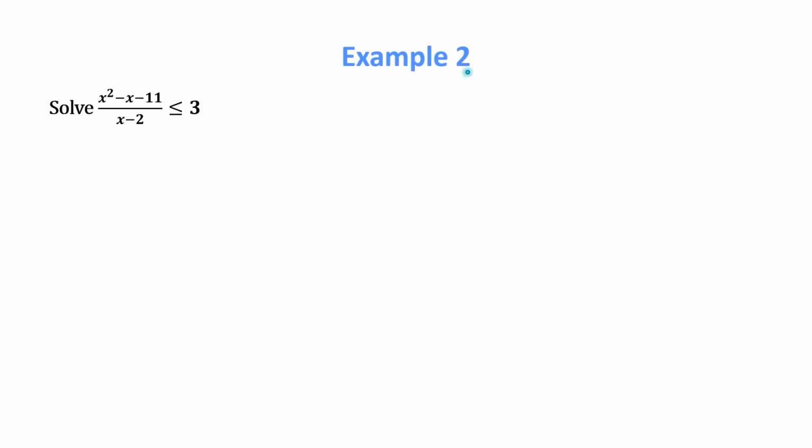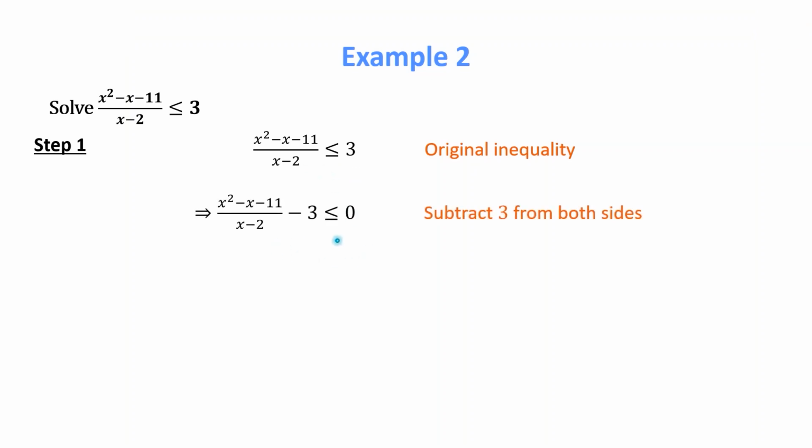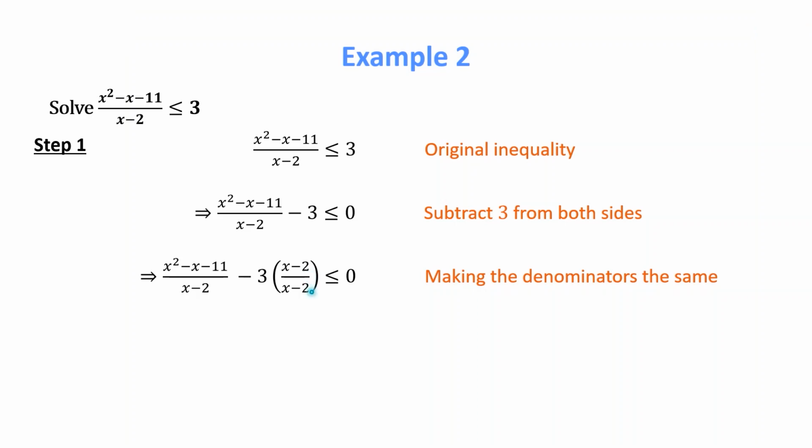So in example 2, we'll be solving this rational inequality. And like before, step 1, we make the right-hand side 0. And we do this by subtracting 3 from both sides to give us this. So the right-hand side is 0, but on the left-hand side, we have two terms. We need this to be a single rational expression, and we do that by having common denominators. So we have x minus 2 over here, and we want 3 to have a denominator of x minus 2. And we change that by multiplying the 3 by x minus 2 over x minus 2.